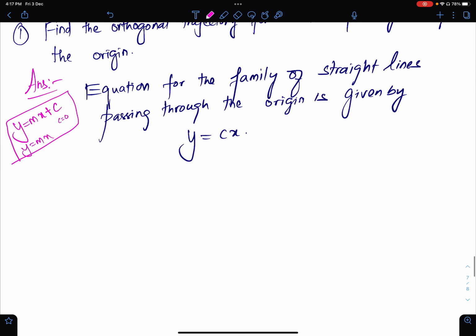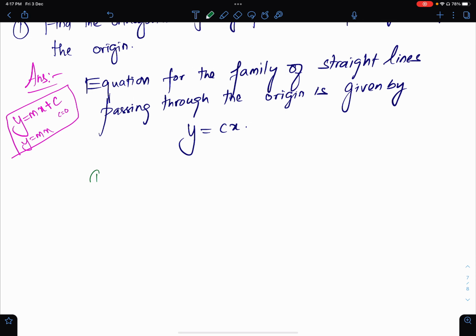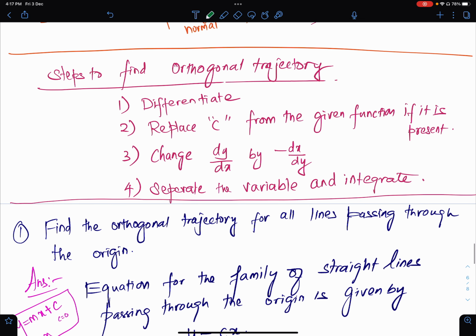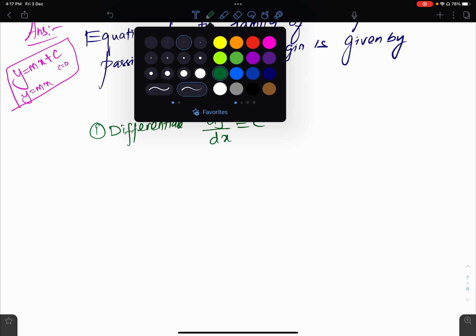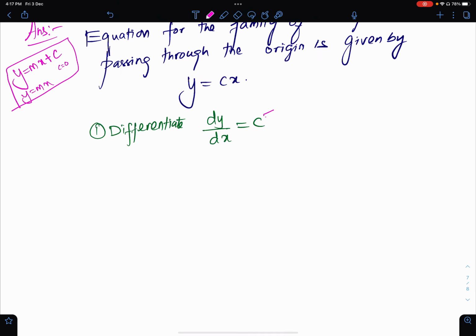So see the first step. Differentiate. It's very simple. When you differentiate, what do you get? dy by dx is equal to c. The second step: replace c from the given function if it is present. Some questions you will not find c, but here we have c. If c is present, you have to find the value of c from the given equation. So what is c from here? c is equal to y by x.